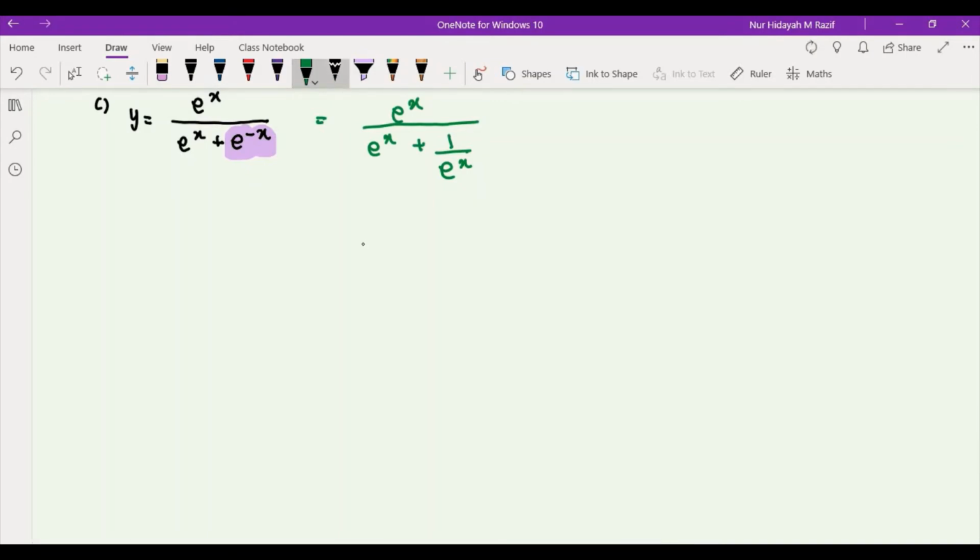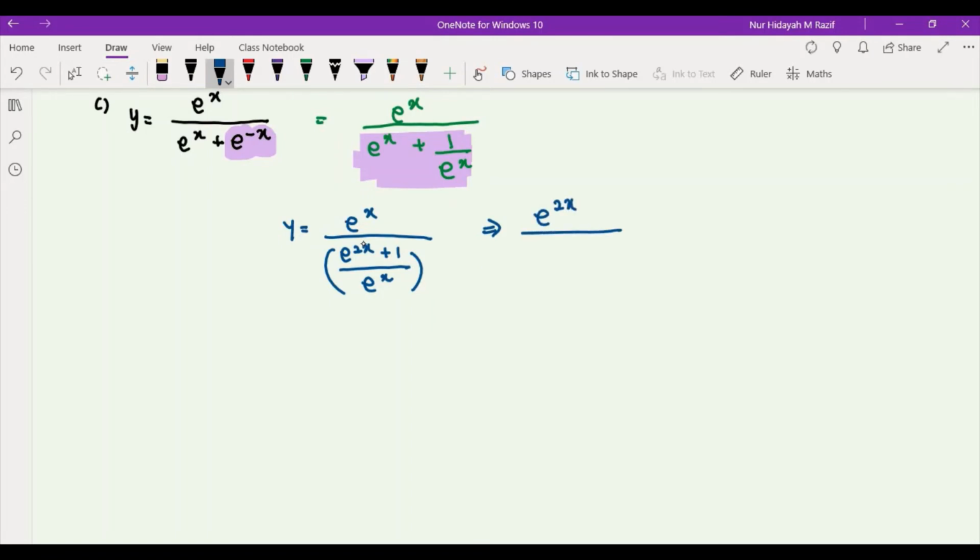And from there, what I can do is equate the denominator for these two terms, and that will give me my new y, which is y is equal to e power of x divided by e power of 2x plus 1 divided by e power of x. And from here, we can simplify that into e power of 2x divided by e power of 2x plus 1. So that will be my new y, and from there I will start to differentiate y.